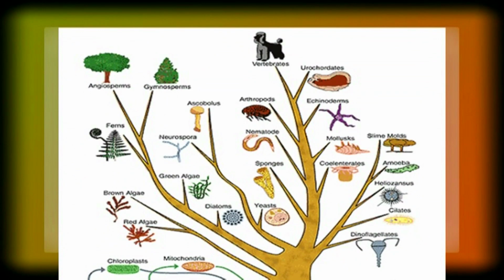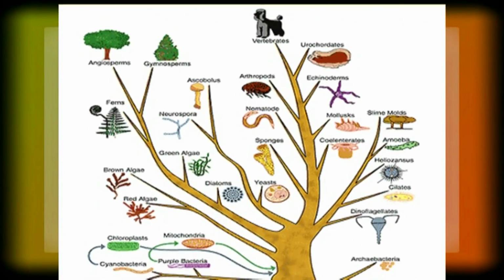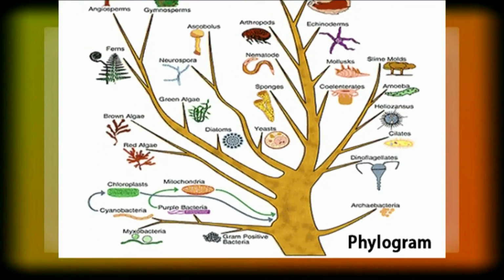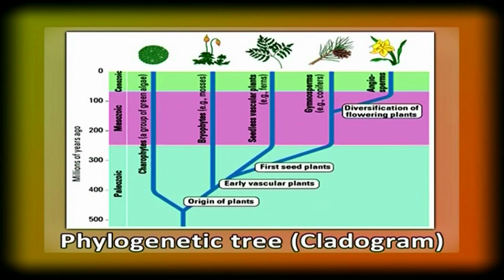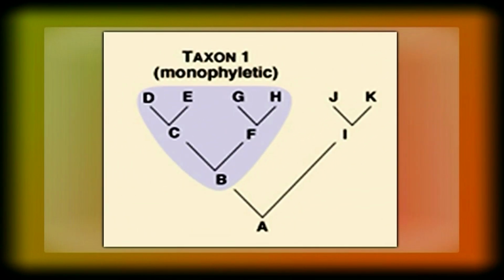It is based on the evolutionary descent of a group of organisms. The relationships are depicted either through a phylogram, phylogenetic tree, or a cladogram. This type of classification is constructed with the premise in mind that all the descendants of a common ancestor should be placed in the same group. The groups should be monophyletic.